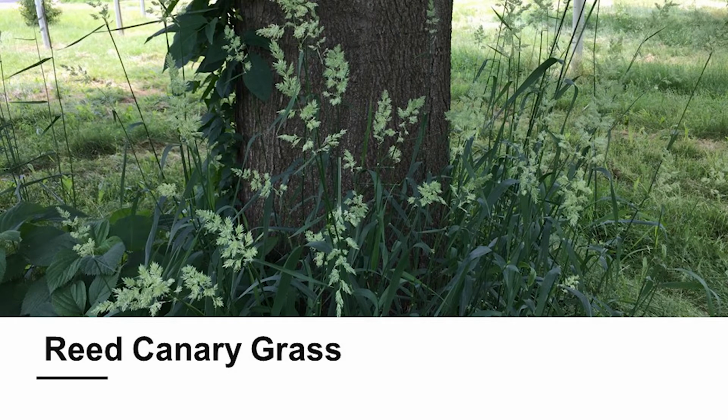Reed canary grass is a fast-growing grass that thrives in wet areas such as floodplains, lake shores, and wetlands. This invasive grass species decreases the biodiversity of an area because of its aggressive growth and spread through seed dispersal and underground rhizomes in the soil.